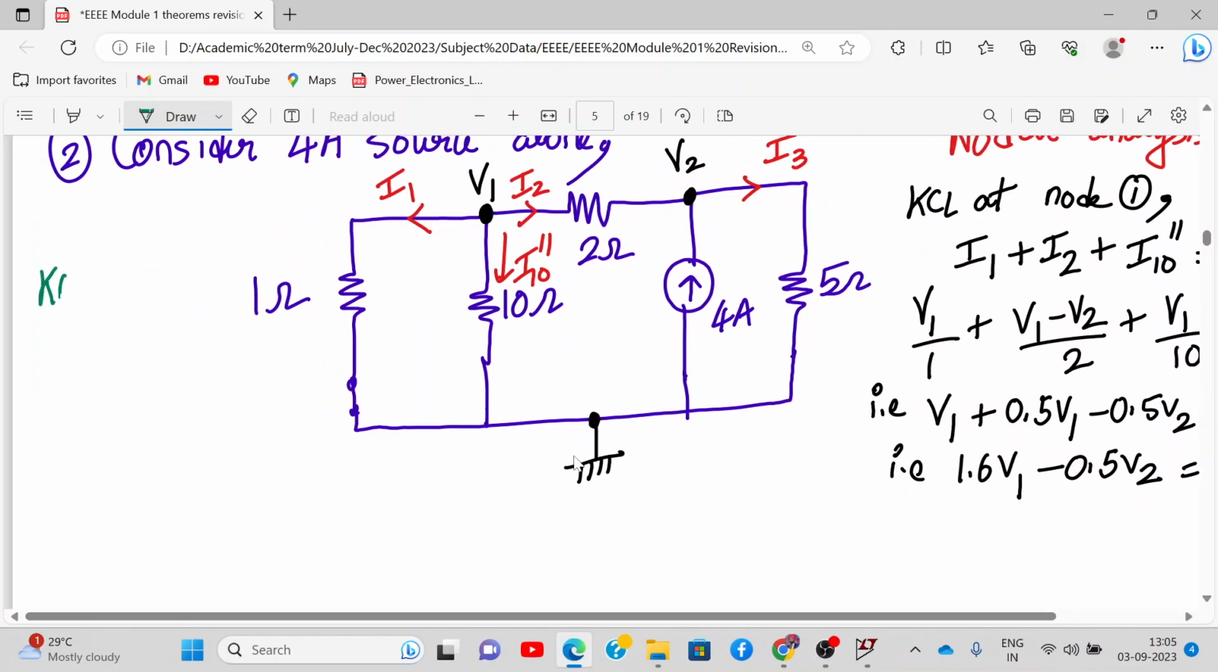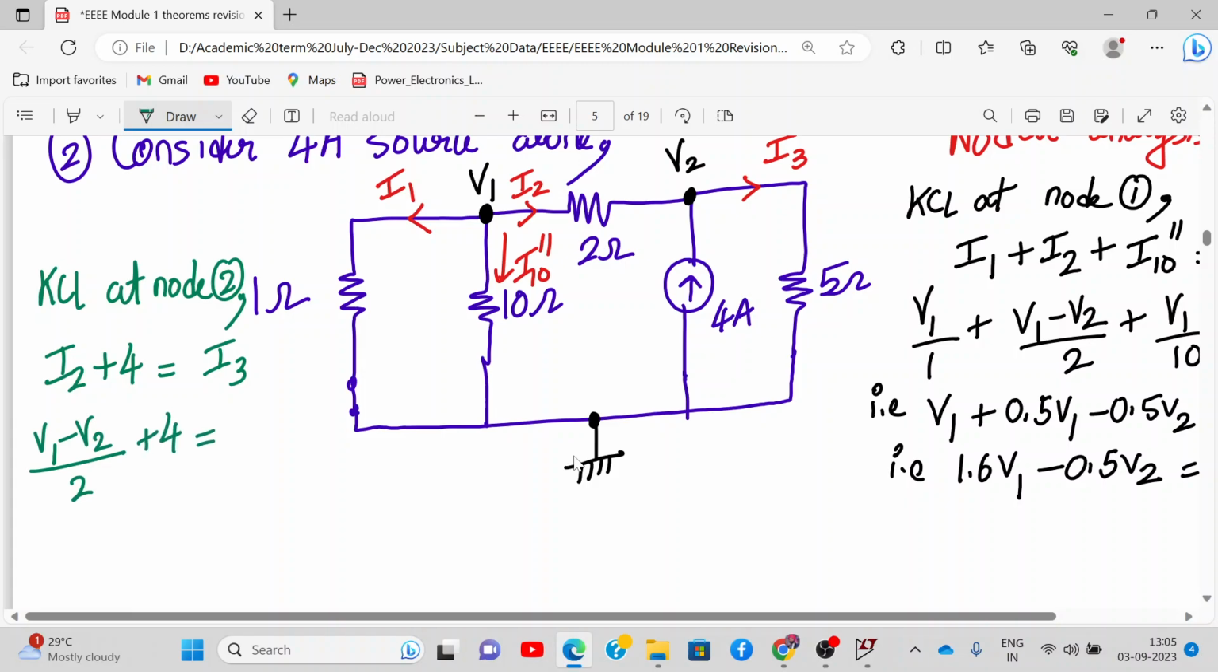So next is KCL at node 2. Tell me, at node 2, which is outgoing current and which is incoming current? So incoming is 4 ampere and I2, right? Yes, correct. And I3 is outgoing. So we'll write I2 plus 4 is equal to I3. And what is I2? V1 minus V2 upon 2 plus 4. What is I3? V2 minus 0 upon 5. That is V2 upon 5. Got it?